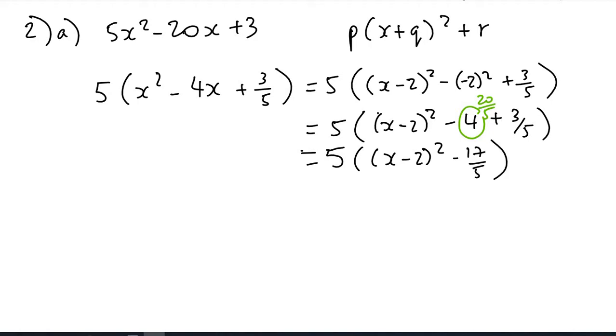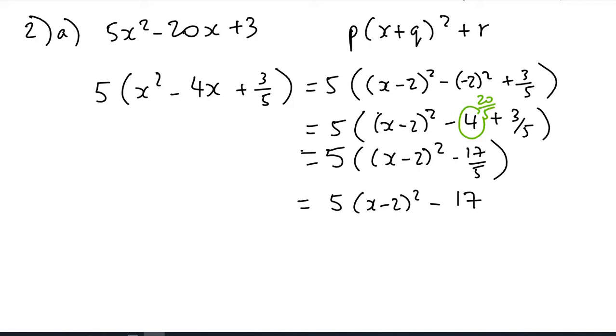So at this stage, you've now completed the square inside the brackets, so now we can multiply the brackets out because that's what it wants us to do. So it's going to be 5 times (x minus 2) all squared, and then 5 times minus 17 over 5 is just minus 17. A few people messed up at that point there. So that's what you end up with.